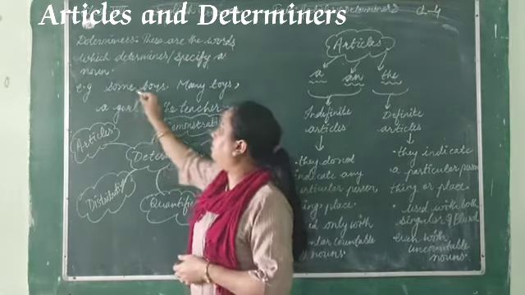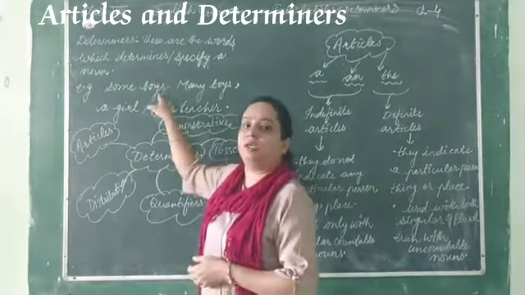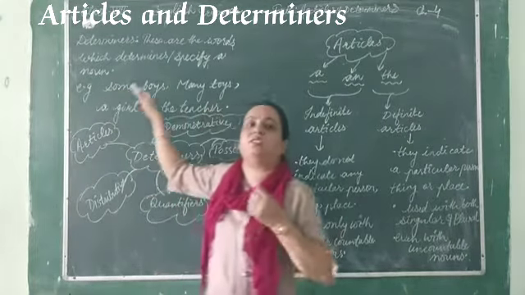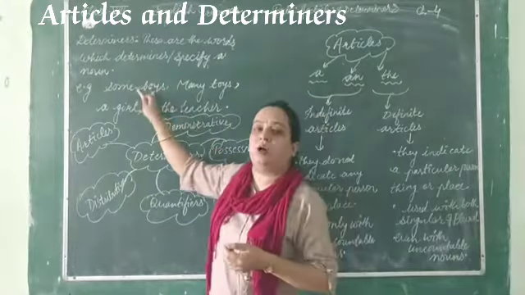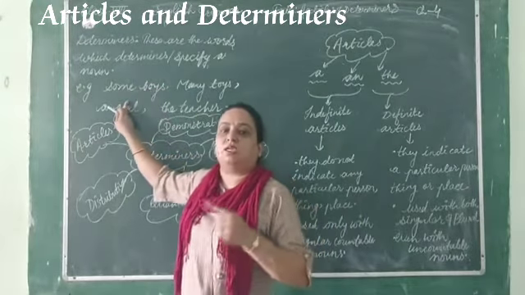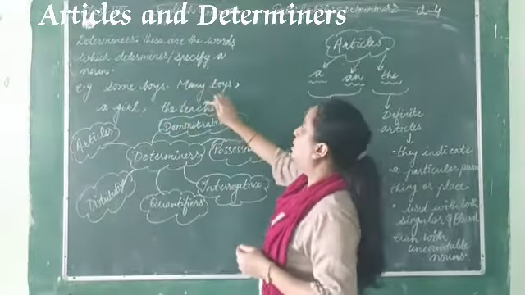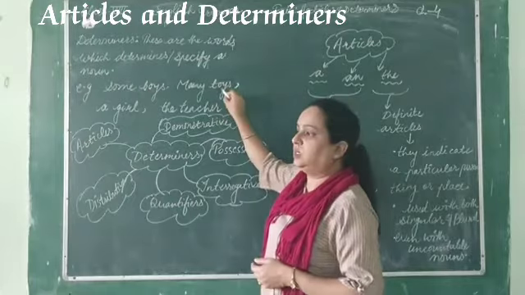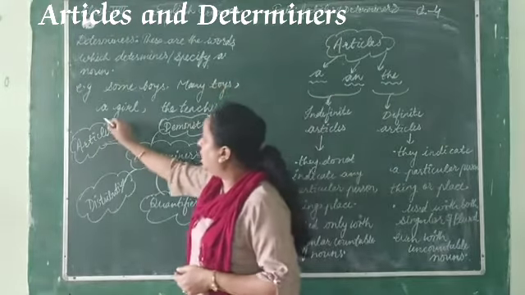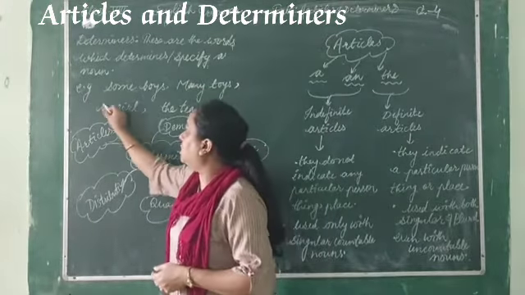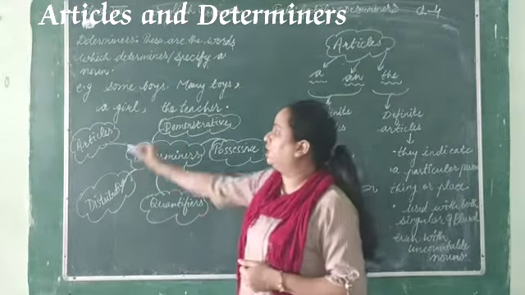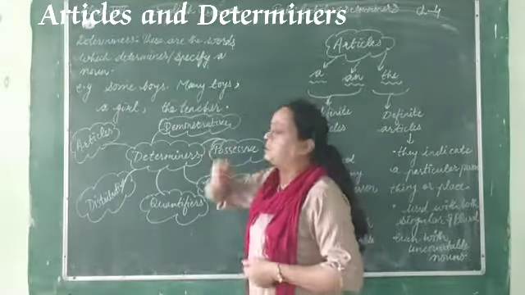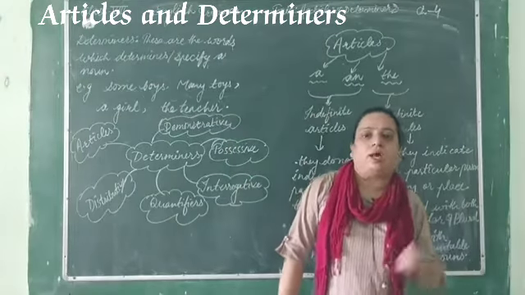For example, some boys. So here boys is what? Boys is a noun, and before that the word is what? Determiner, which is specifying the noun boys, right? So some is a determiner. Many toys. So toys is what? Noun, and which word is specifying it? That is many. A girl is a noun, and a is specifying this girl. So it is a determiner. The teacher is a noun, and this word the is specifying the teacher. So these all are determiners.